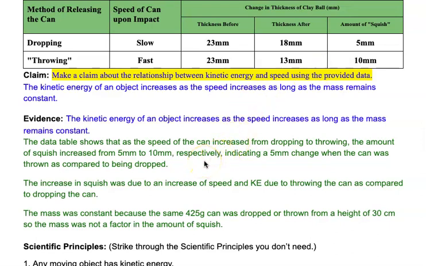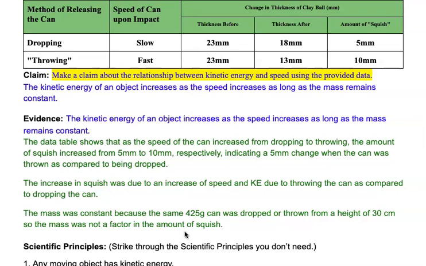The increase in squish was due to an increase of speed and kinetic energy due to throwing the can as compared to dropping the can. Remember, the two variables that determine the amount of kinetic energy an object has is obviously it has to be moving because that's the kinetic energy of motion, but it's the mass and the speed. The mass remained constant. And so my last statement is stating that the mass was constant because the same 425 gram can was dropped or thrown from a height of 30 centimeters. So the mass was not a factor in the amount of squish. So I've come up with 3 statements that help to support my claim.